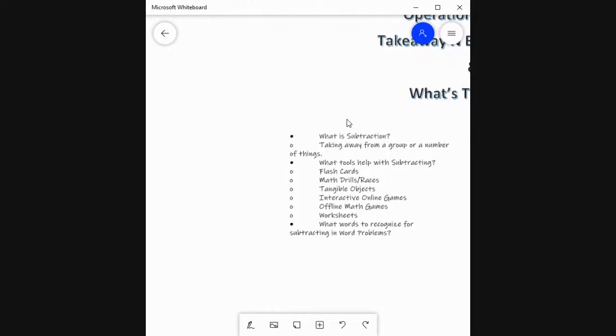What tools will help with subtracting? Of course, flashcards, math drills, or math races, which are timed with simple math facts. You also have tangible objects. What I really recommend for tangible objects are counting chips, especially the rainbow kind. They're transparent and they're very colorful. And of course, a lot of colors will help you to determine which goes where. And they're good for addition, subtraction, multiplication, and division.